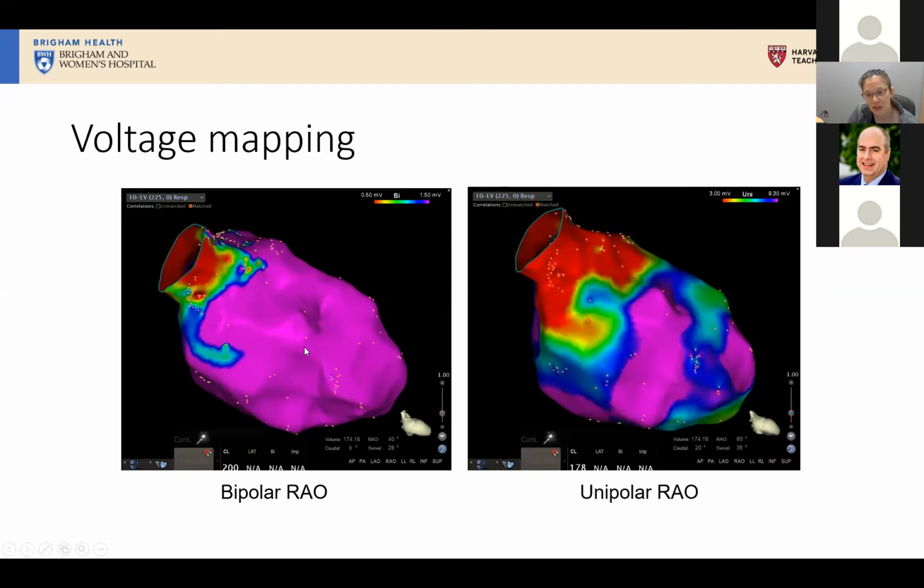And it turned out it really wasn't. So here's the voltage mapping that we did for this patient. So remember, his EF is really pretty good. It's almost preserved. And you can see that on bipolar mapping, he had a periaortic scar. And the unipolar mapping suggested that there might be a more extensive abnormality, more septally.